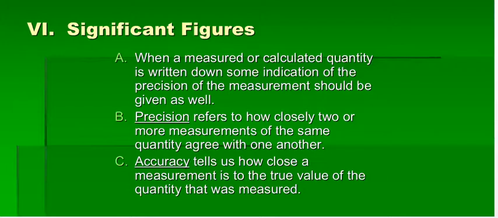Now we're going to get into a topic I know a lot of students don't really like, but that's significant figures. When we measure or calculate a quantity, we have to have some indication of the precision of the measurement. So precision refers to how closely two or more of your measurements agree with each other, whereas accuracy tells us how close a measurement is to the true value.